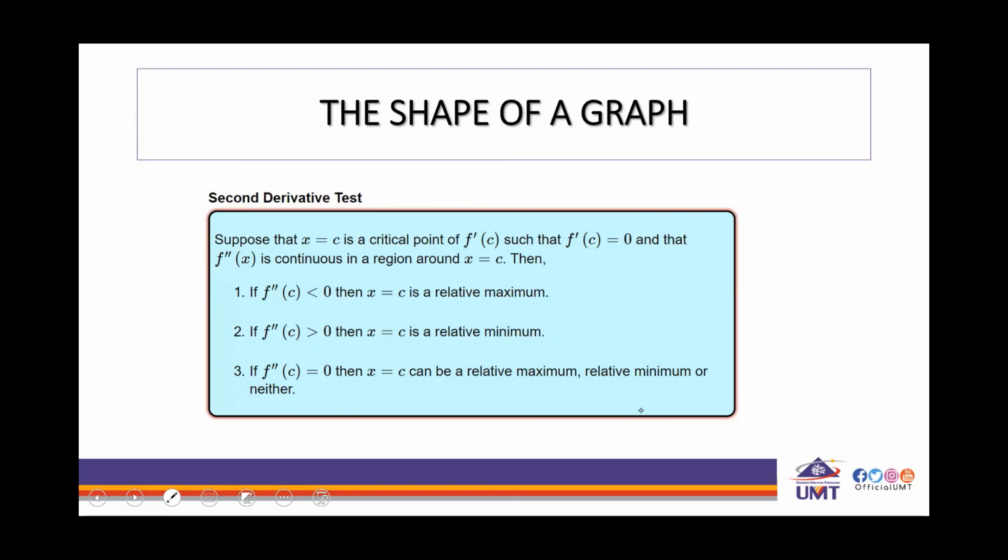Suppose that x equals c is a critical point of f, such that f prime c is equal to 0 and that f double prime x is continuous in a region around x equals c. Then if f double prime c lebih kecil pada kosong, then x equals c is a relative maximum. Bila f double prime c lebih besar pada kosong, then x equals c is a relative minimum. If f double prime c is equal to 0, then x equals c can be a relative maximum, relative minimum or neither. Okay, this is the second derivative test.